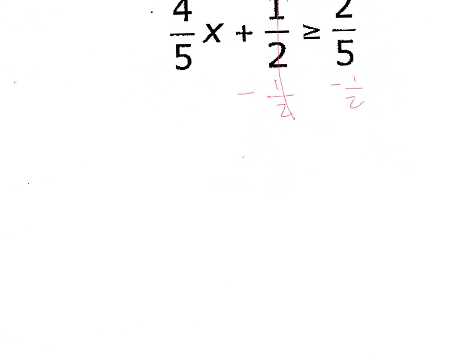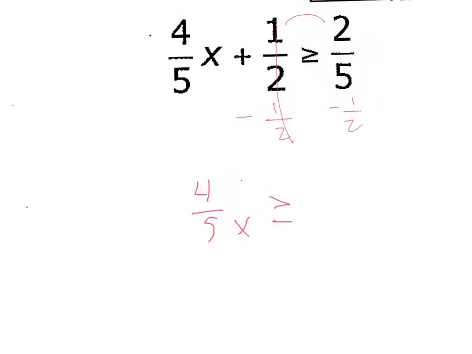So we'd have 4/5 x is greater than or equal to, and we want to take 2/5 and subtract 1/2 from it. We could do that on our calculator by typing 2 abc 5 minus 1 abc 2, and that would end up giving us negative 1/10.